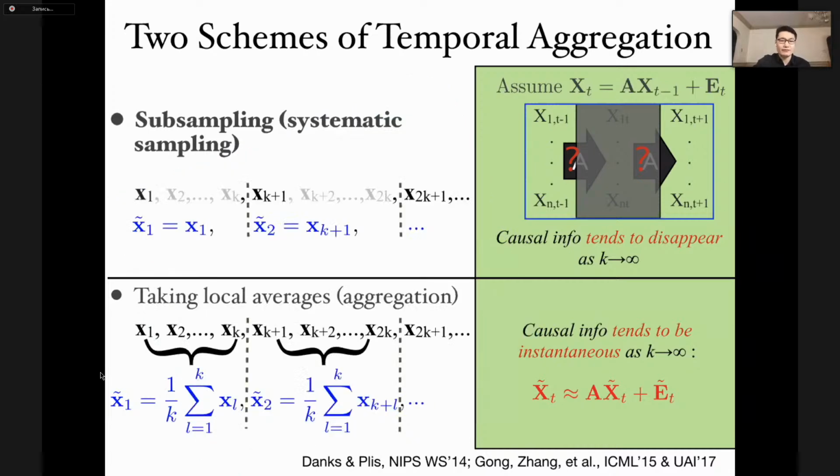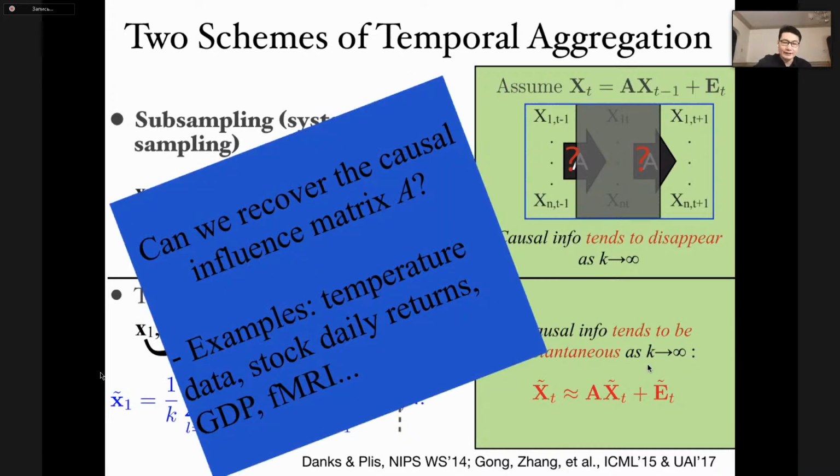To give examples, for instance, GDP is aggregated data. fMRI signals are usually aggregated data. Stock returns are aggregated data. Temperature data are just subsampled data.